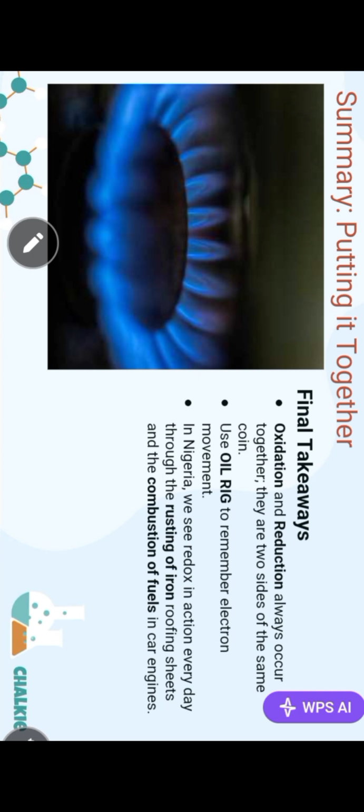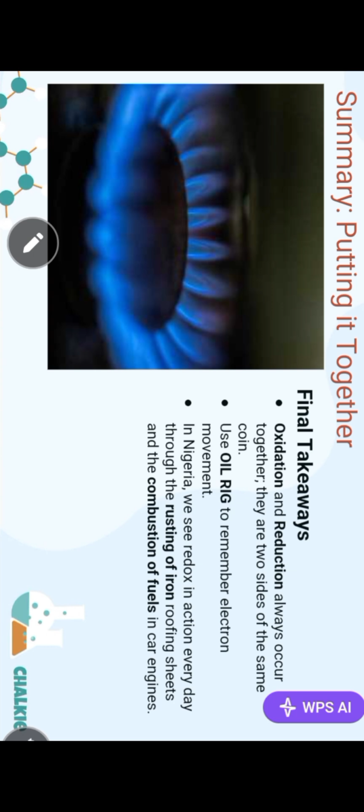Summary now, putting everything together, this is the final takeaway. Oxidation and reduction always occur together. They are two sides of the same coin. One does not occur without the other. You can't have oxidation without having a reduction reaction. You use OIL RIG to remember electron movement. Oil means oxidation is loss of electrons, while rig means reduction is gain of electrons.